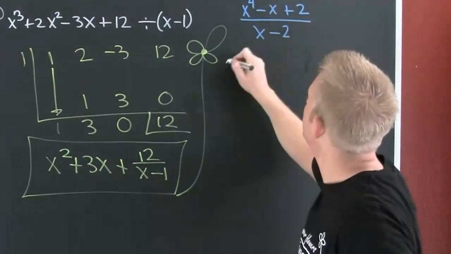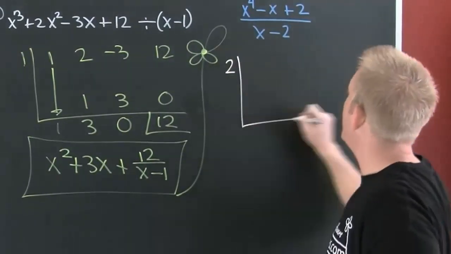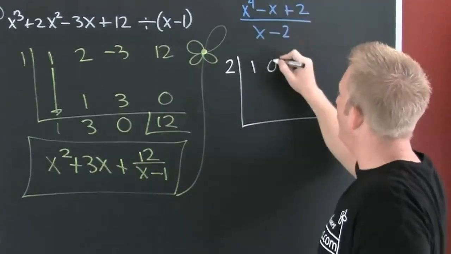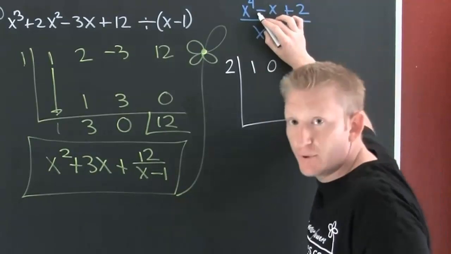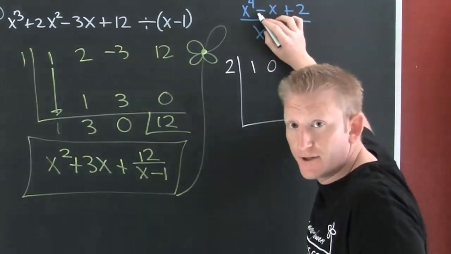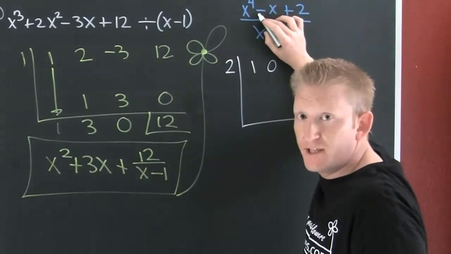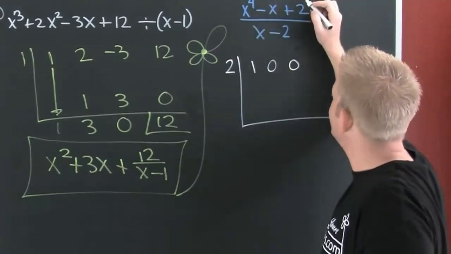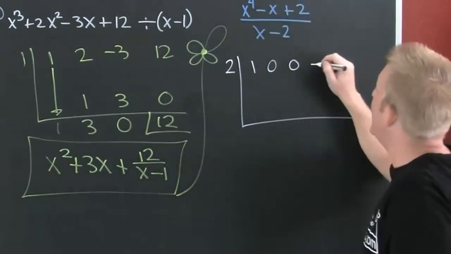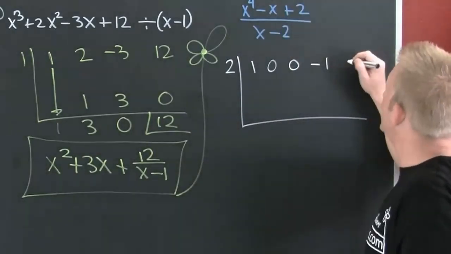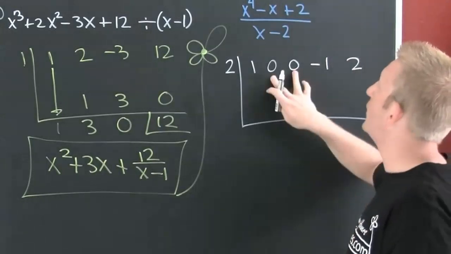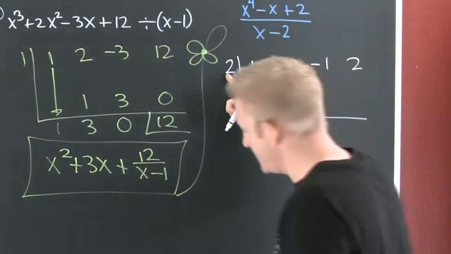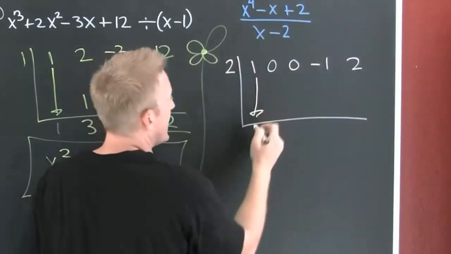2. Yes. So I put a 2 on the outside, and then I put the coefficients on the inside. I put a 1, then I put a 0. Why? Because I need a placeholder for my x to the 3rd term. So 0x to the 3rd plus 0x squared minus 1x plus 2. I need placeholders on the outside, zeros.